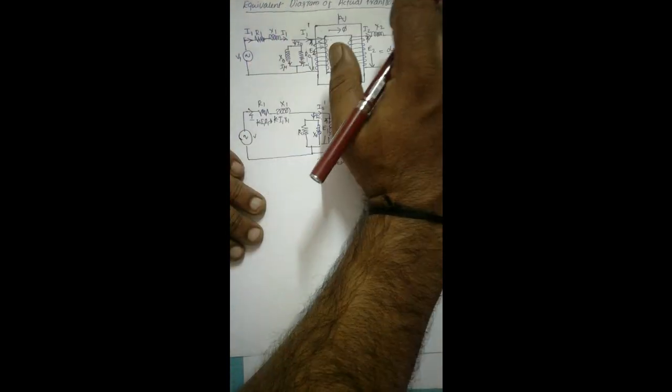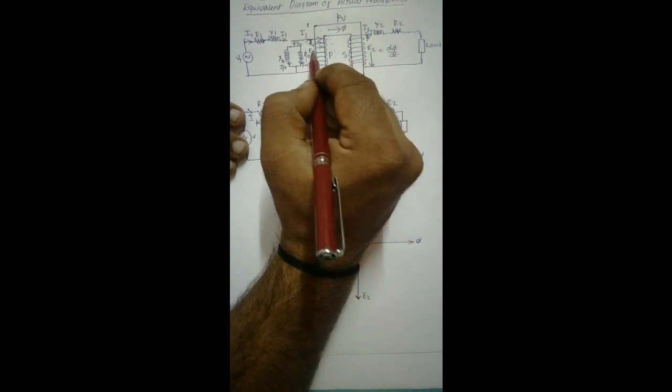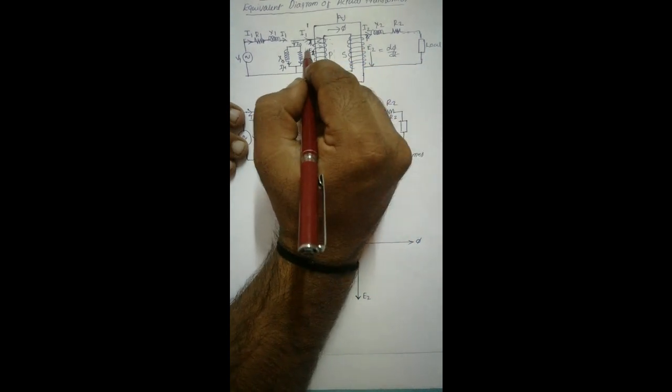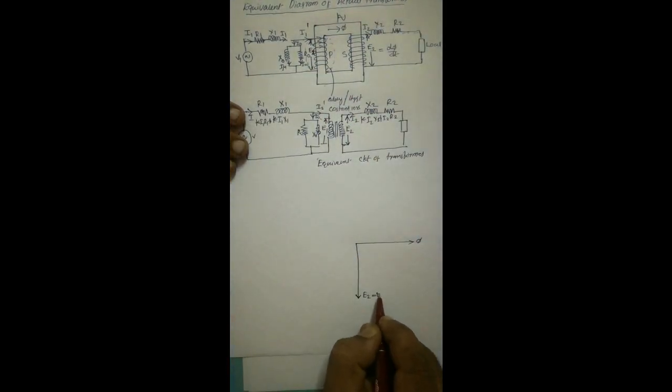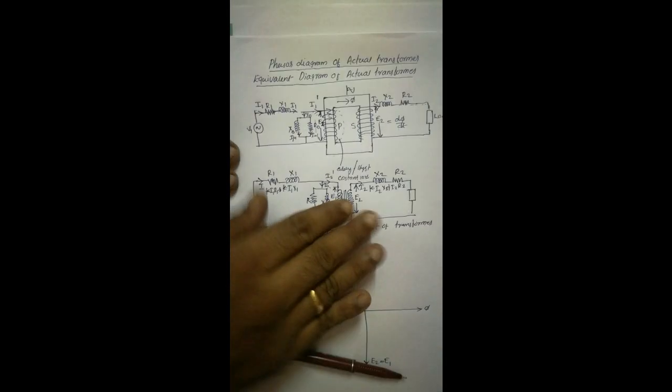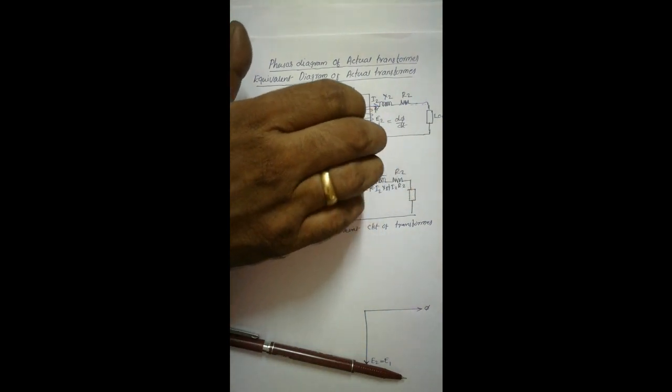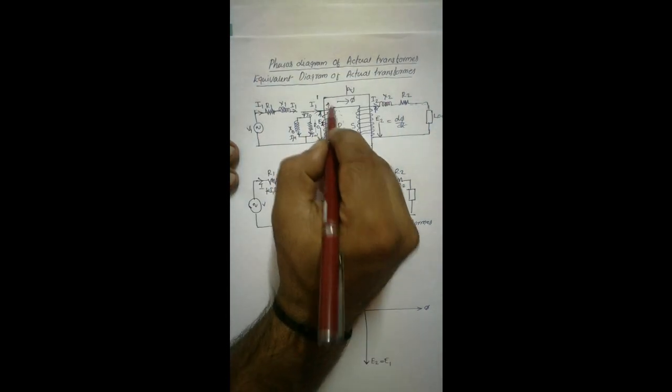Then we know that all the losses we will take outside, so it is a purely loss-less element. Then we can say E2 is proportional to E1, and the phasors E1 and E2 are equal in phase. No, it does not happen exactly like this, but I will tell you one thing. If the current is moving in this direction, then flux will be generated in this direction. Am I right? The flux will be in this direction.